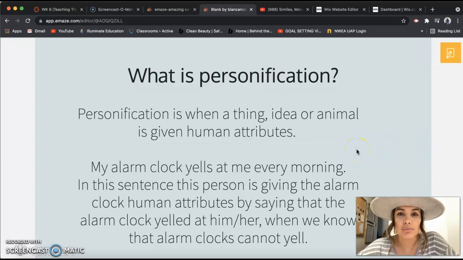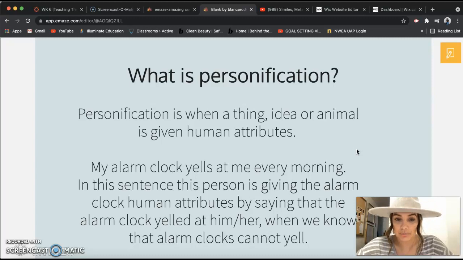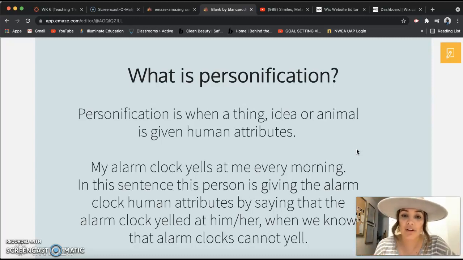Okay, moving on to personification. What is personification? Personification is when a thing, idea, or animal is given human attributes. My alarm clock yells at me every morning. In this sentence, this person is giving the alarm clock human attributes by saying that the alarm clock yelled at him or her, when we know that alarm clocks cannot yell. Yelling is a human attribute because we have a mouth, right? Alarm clocks do not have mouths, therefore they cannot yell.